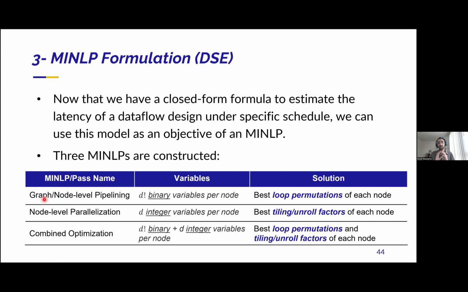One is where we handle graph and node level pipelining, which is only affected by the loop permutations. So for this case, we use d factorial binary variables per node. And don't worry, the number d here will be small, just the depth of the loop nest, which is a maximum of like 6 for convolution. This will find the best loop permutation of each node. And then we have a node level parallelization program, which has d integer variables per node. This will determine the tiling factors of each level of the loop nest of a node.